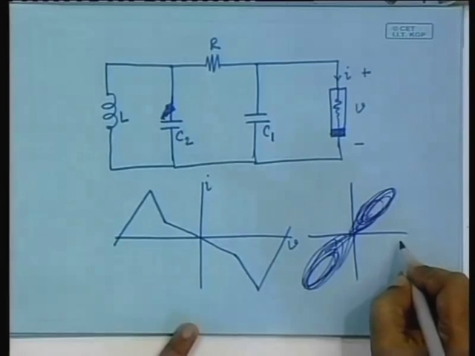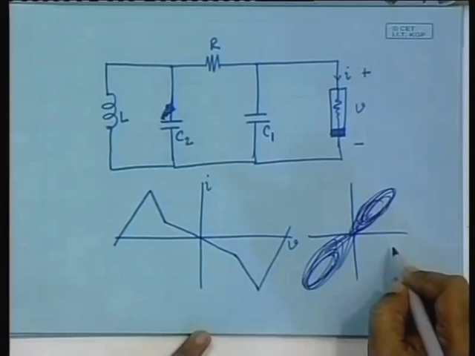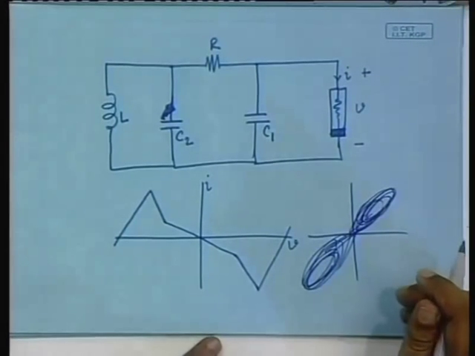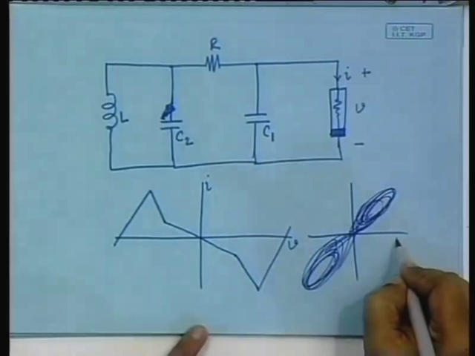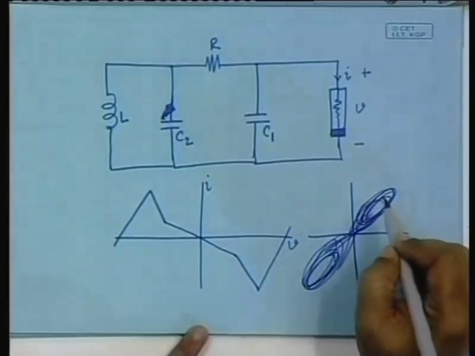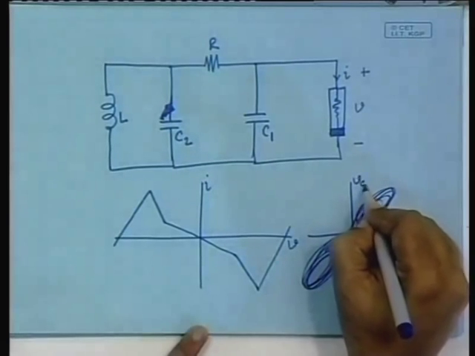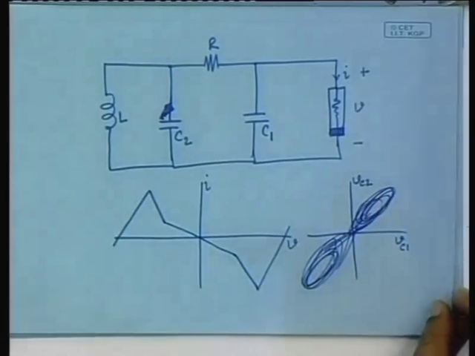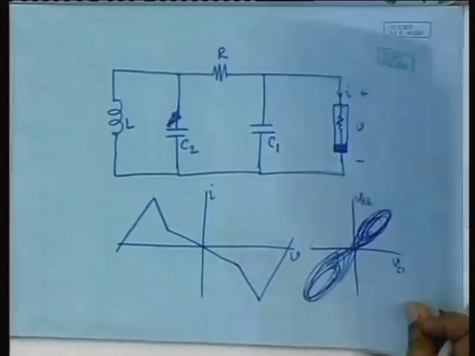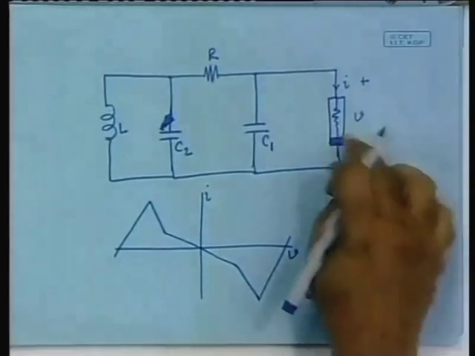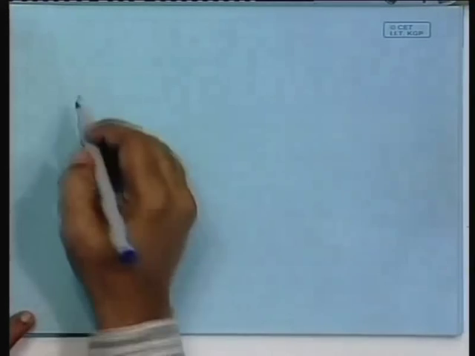The advantage of an electrical circuit is that you can see that on the CRO screen, and I would request most of you to actually do it on the CRO screen. So, this is VC1 versus VC2, easily seeable points. You might ask what this nonlinear resistance consists of. So, let me give you a diagram of the complete circuit.